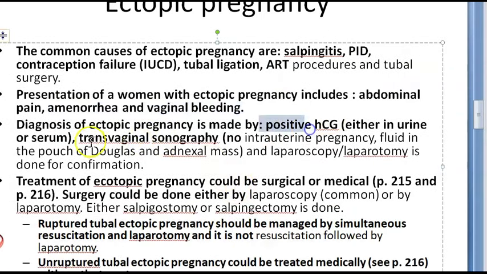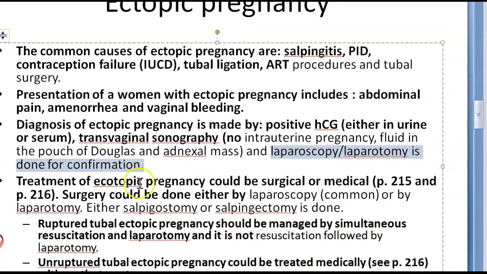Then how will you diagnose ectopic? Positive beta HCG. Either you will check in the blood or in the urine, then you will do an ultrasound to rule out that there is nothing in the uterine cavity as such. So the pregnancy must be somewhere else, because of which the HCG is raised, isn't it? So there is no intrauterine pregnancy, or there is fluid in the pouch of Douglas or an adnexal mass. Laparoscopy, laparotomy is done for confirmation. Do they do this for everybody?